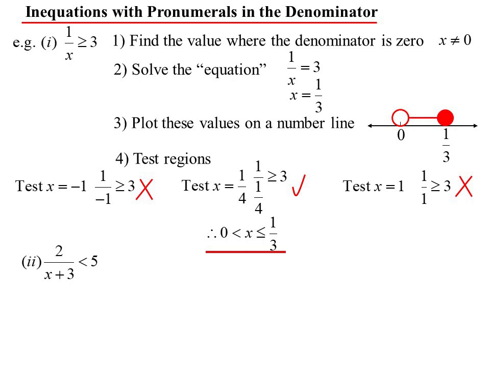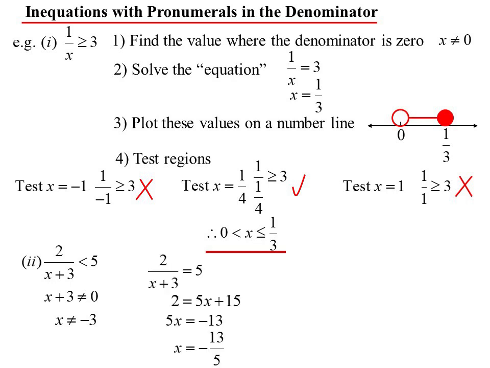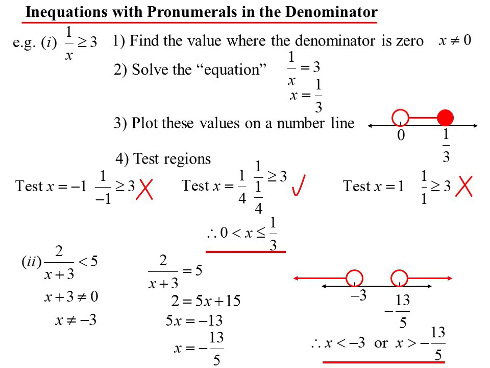2 on x + 3 is less than 5. Bottom of the fraction is causing me a problem. I know x can't equal -3. Solve it like an equation, and I get 5x is -13, x is -13 on 5. There are my two critical points. In this case, both of them are not included because it's just a less than, not a less than or equal to. Pick a point to test. I'm always going to go with 0. It's just so much easier. 2/3 less than 5. Yep. And so, bingo, there's my answer. Thank you very much. It's very quick for ones like that.